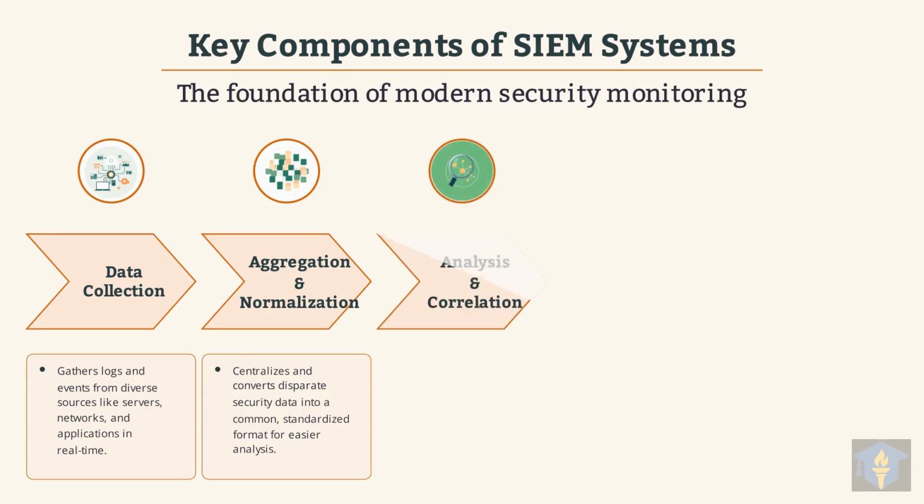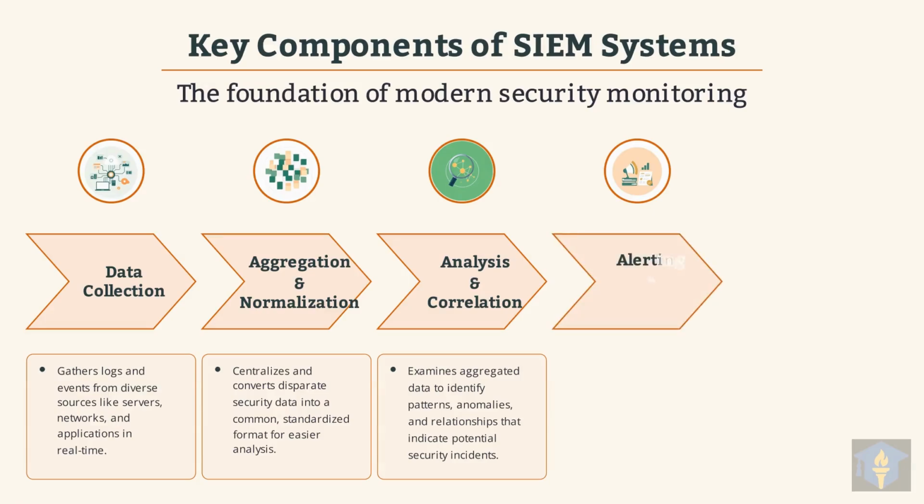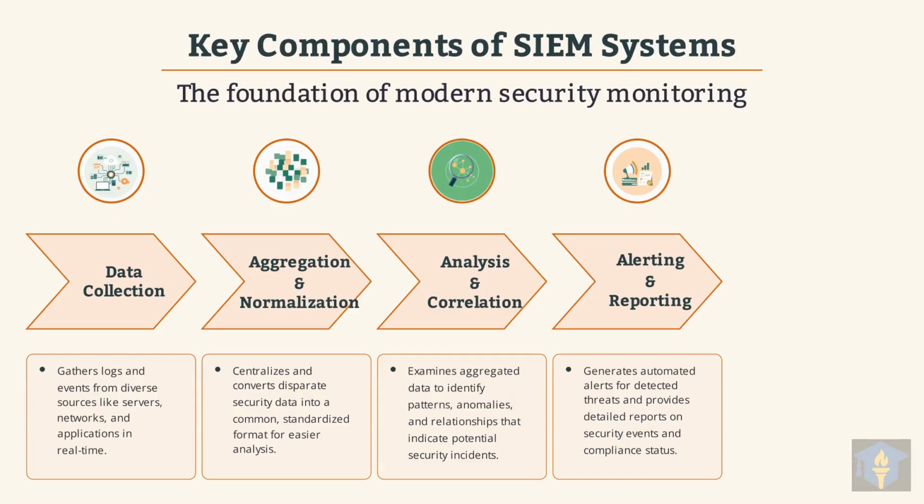Following that, analysis and correlation come into play, where the real detection magic happens. It examines aggregated data to identify patterns, anomalies, and relationships, indicating potential security incidents. Then, we move to alerting and reporting, which communicates detected threats to the security team. This generates automated alerts for detected threats and provides detailed reports on security events and compliance status.